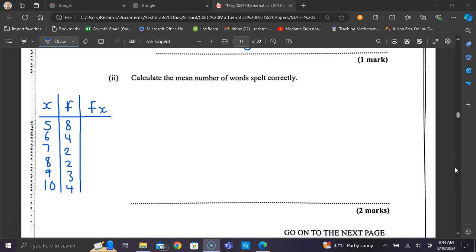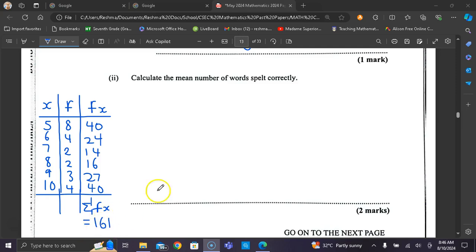So I have my X column, I have my F column. So Fx means I multiply frequency times our X value. So 5 8s, 40, 6 4s, 24, 7 2s, 14, 8 2s, 16, 9 3s, 27, and 10 4s, 40. So all we have to do now is sum up the Fx column. I'm going to use a symbol here, the Greek symbol sigma, which stands for sum. So we're finding sigma Fx. So sigma Fx works out to be 161.